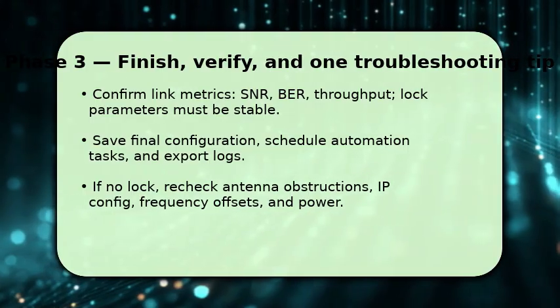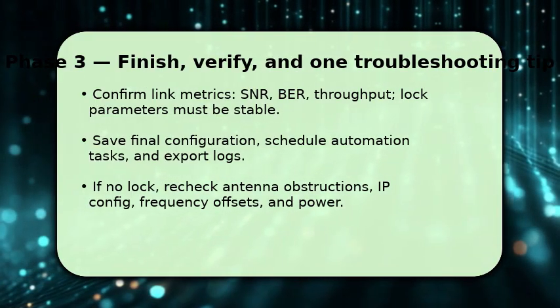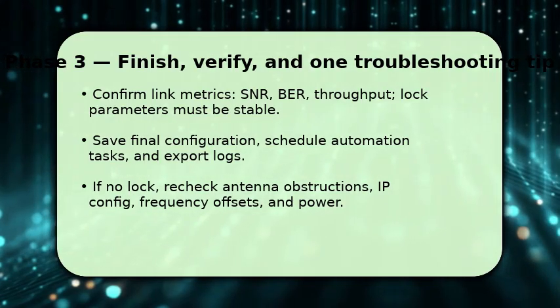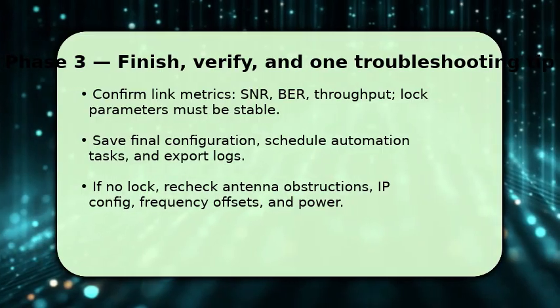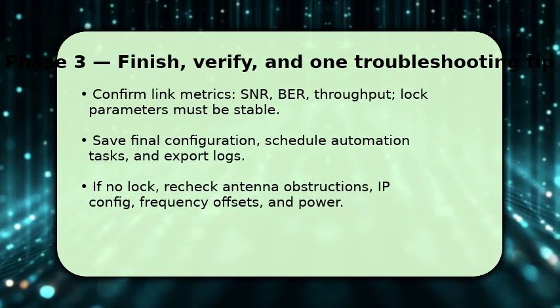If you fail to achieve a lock, follow one key troubleshooting step. Inspect for physical obstructions and antenna line-of-sight issues first, then check IP configuration, frequency offsets, and transmit power. Rerun calibration after each change to confirm recovery.